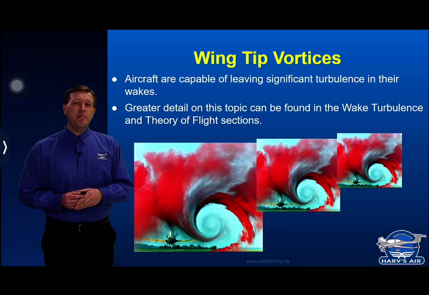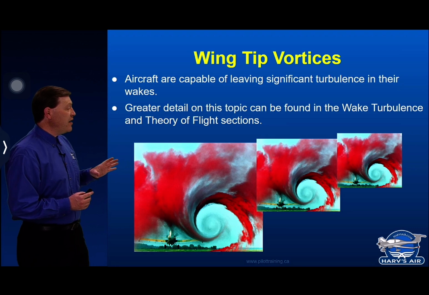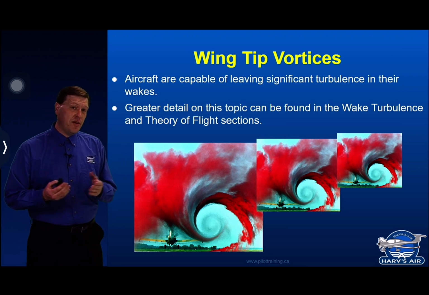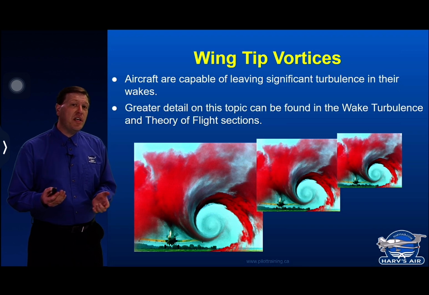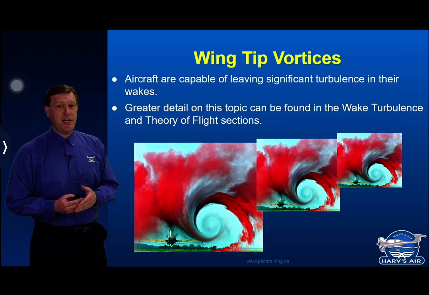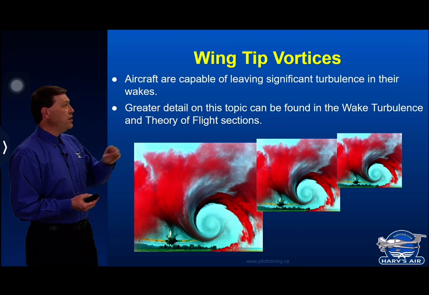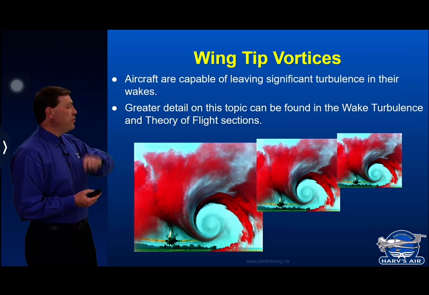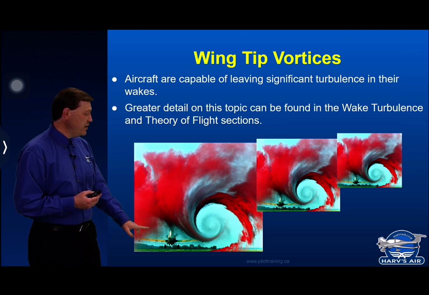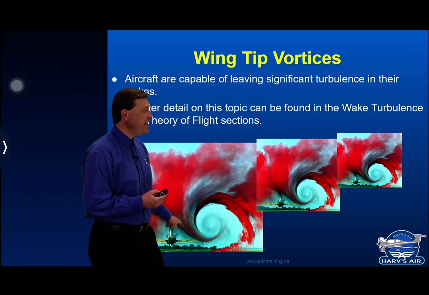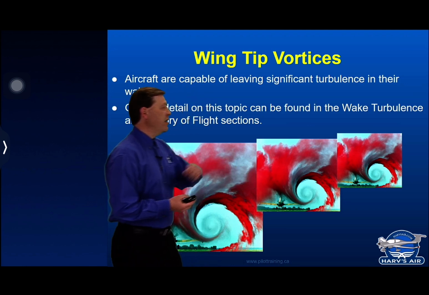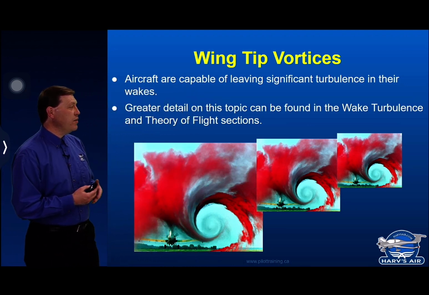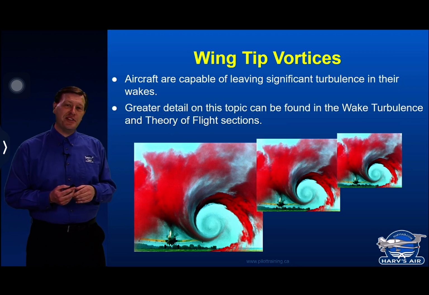And the last little bit of turbulence, I'm going to leave that for you to study on your own. Maybe if you have read through the theory of flight section already, or even briefly we touched on it in the P-star section, you can do this on your own, maybe a little bit of refreshing. Wingtip vortices, well, there's an example from just a crop duster. Whee! Aircraft are capable of leaving significant turbulence in their wakes, and there's greater detail in wake turbulence in the theory of flight sections.